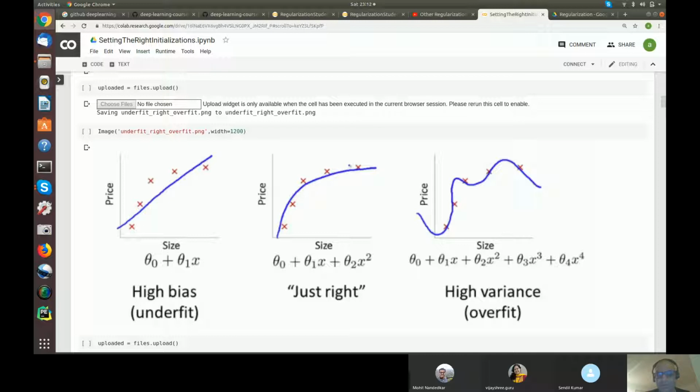High variance was where we have these features, where we have x, which is linear, x squared, which is quadratic, and then x cubed, and then x to the power 4. So here the model had much more capacity than what the data required. And the middle was the case where we had a linear and quadratic term, and it modeled the data pretty well.